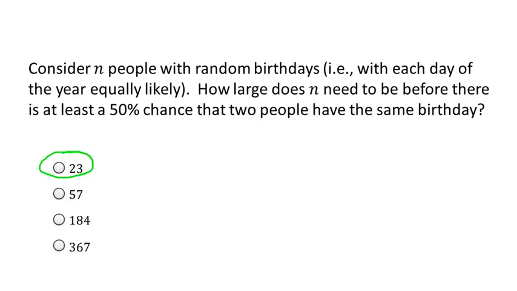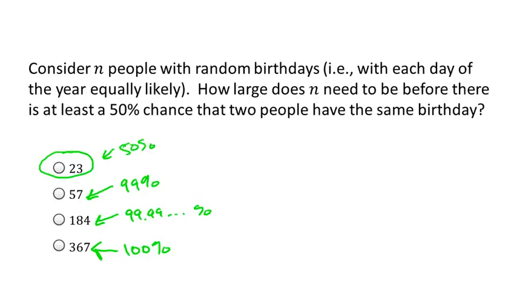So if you have 367 people, well, there's only 366 distinct birthdays. I'm counting February 29th here as one of them. So by the pigeonhole principle, certainly the probability is 100% by the time you get to 367. Now, by the time you're at 57, you're already at 99%. So you already have overwhelming probability to have a duplicate birthday with 57 people. So of course with 184, you're going to be almost at 100%, 99.99%. Who knows? Some large number of 9s. And at 23, you're at 50%.